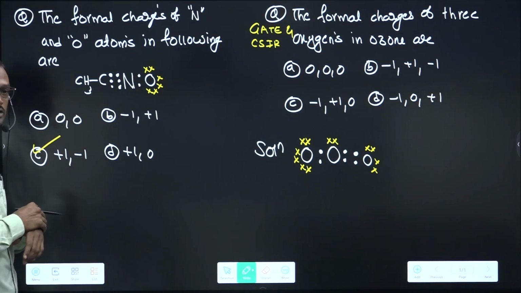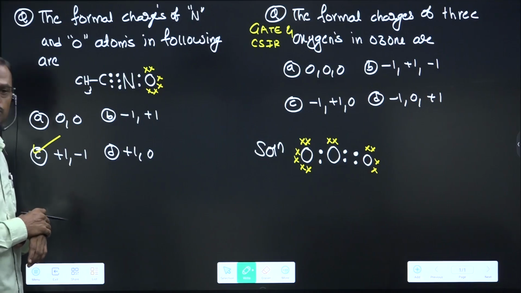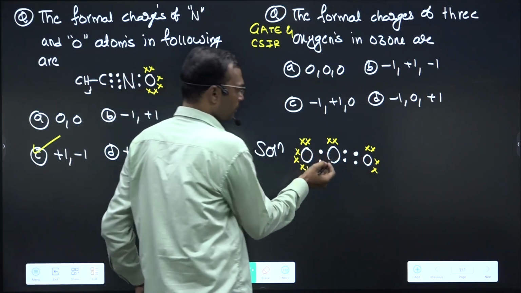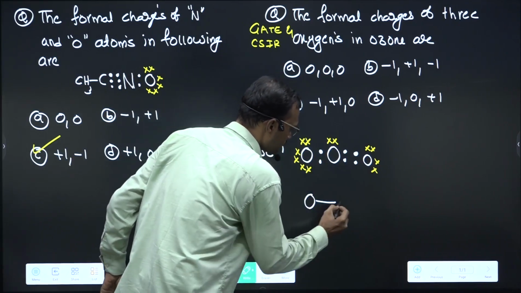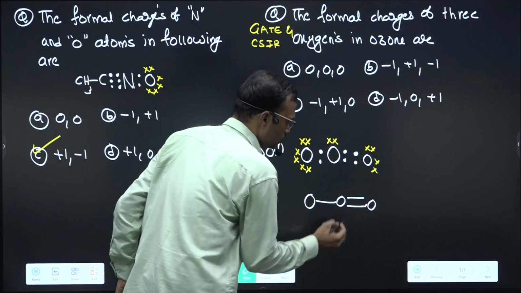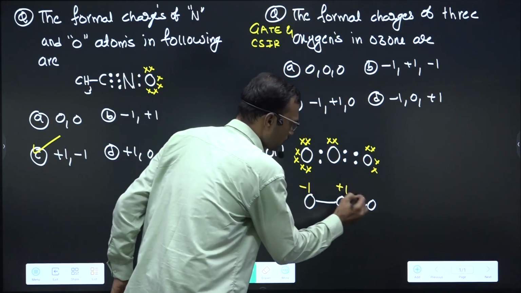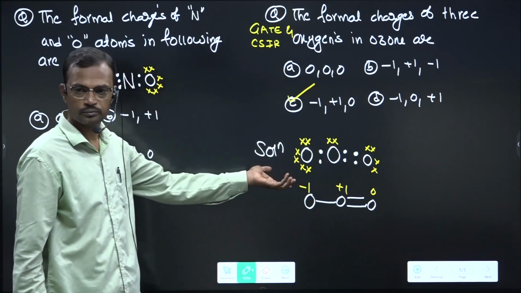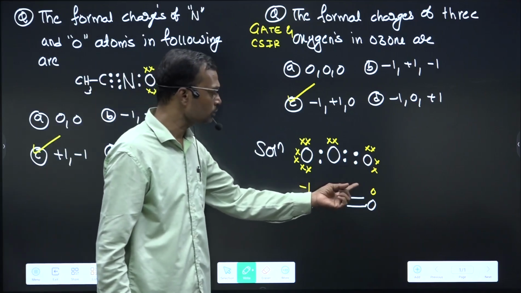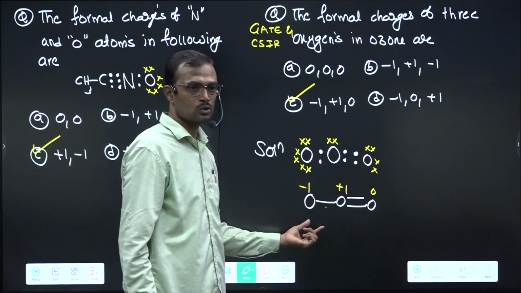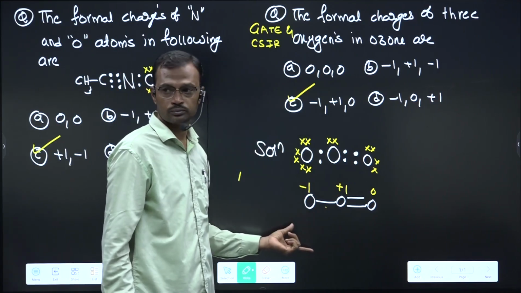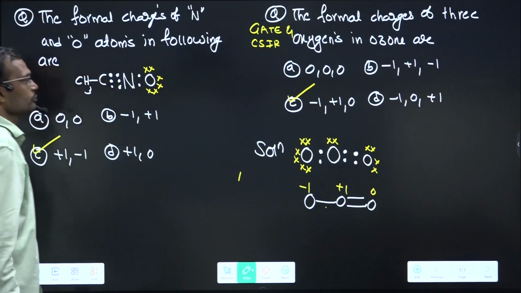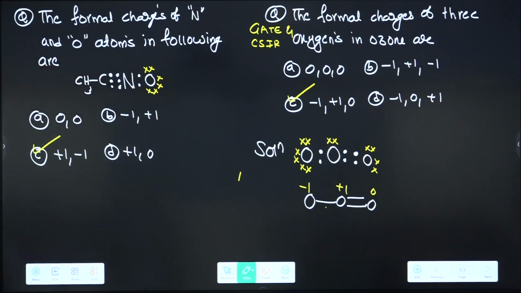Very easy. If oxygen carries 3 lone pairs, what is the charge? Minus 1. If oxygen carries 2 lone pairs, 0. If oxygen carries 1 lone pair, plus 1. So I can write oxygen, single bond is there, here double bond is present. So now, they carry minus 1, plus 1, 0. Otherwise apply the formal charge formula, you will get this. Clear? So that's why plus 1, minus 1, 0. Overall is 0. So don't think that it is 0, 0, 0. So that is about formal charges.